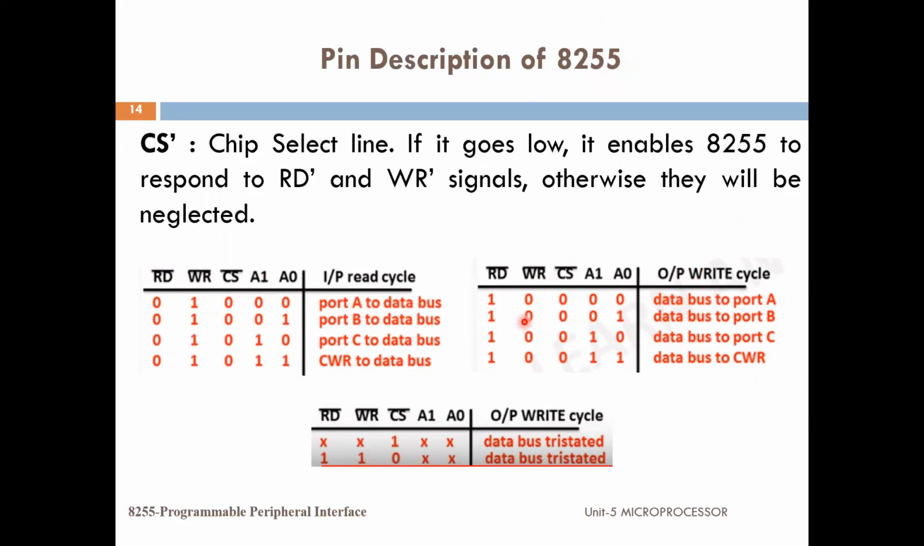In both the tables, if we have to perform read and write operations, we have to enable the 8255. That can be done only when the value of this chip select input is 0, which means 8255 is enabled. And if we make the active low read signal 0, then it indicates that the read operation will be performed. So if the read operation is performed, then the write operation will be disabled.